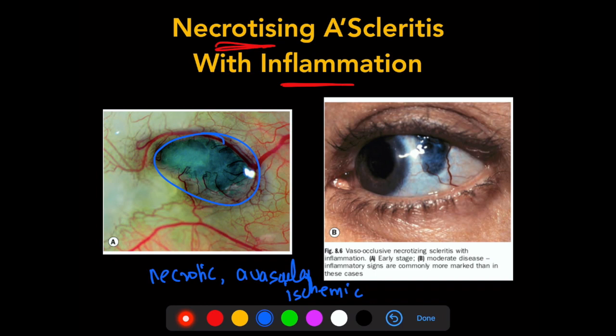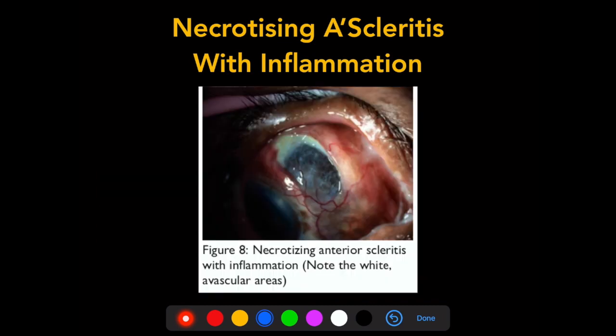So eventually it will go for thinning, it will go for rupture. That is the importance of this. So there's an underlying disease which is very active, which is very much threatening the life of the patient.